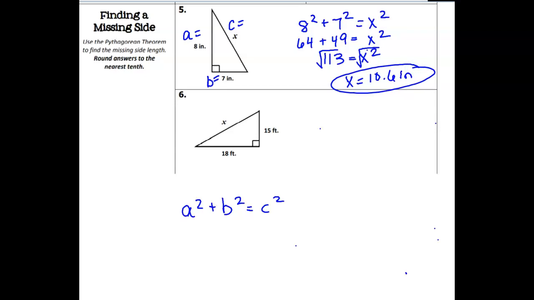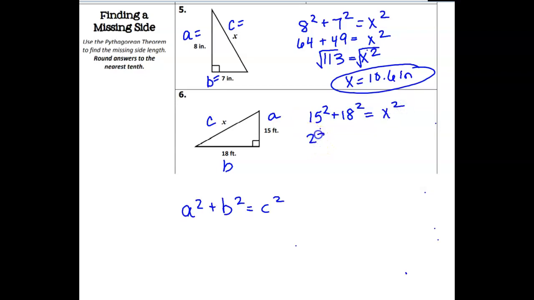So again, in number 6, we're looking for the hypotenuse. Notice, because it's across from the little square, this is our c value. So we're going to start out and say 15 squared. Let's say this is our a and this is our b. So 15 squared plus 18 squared is going to be equal to x squared.